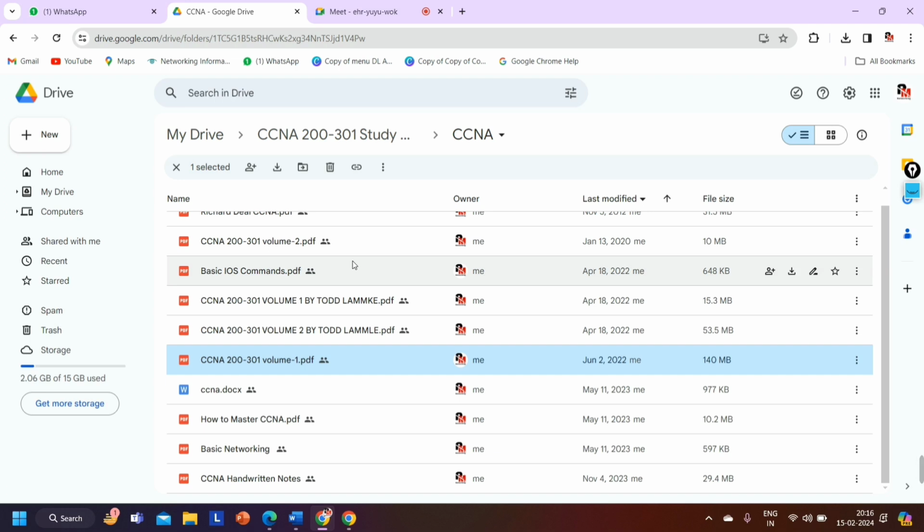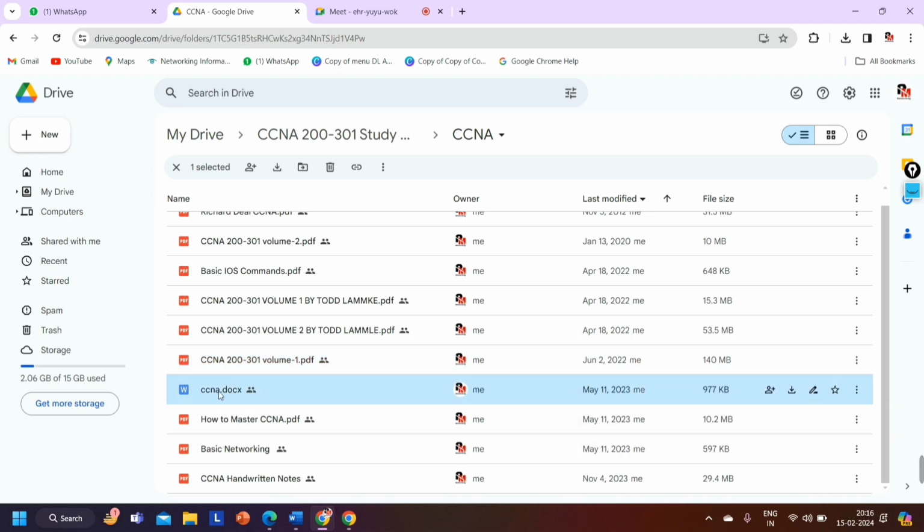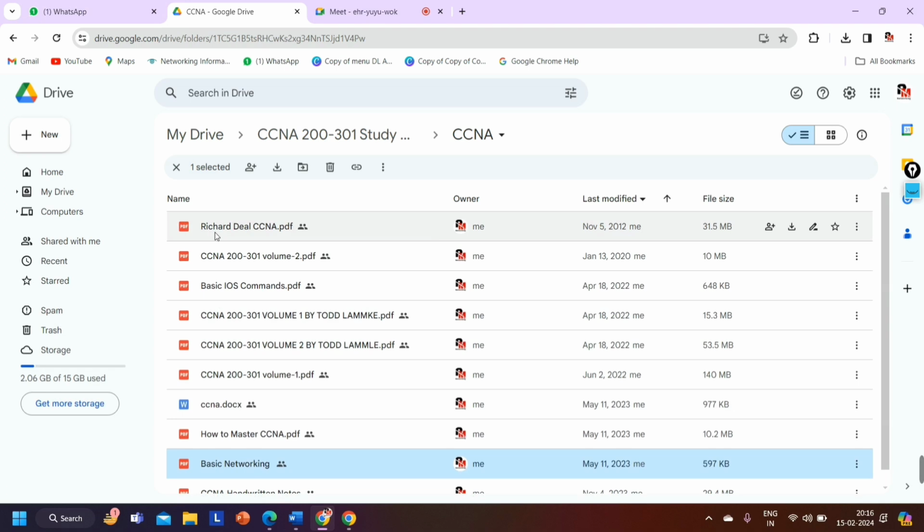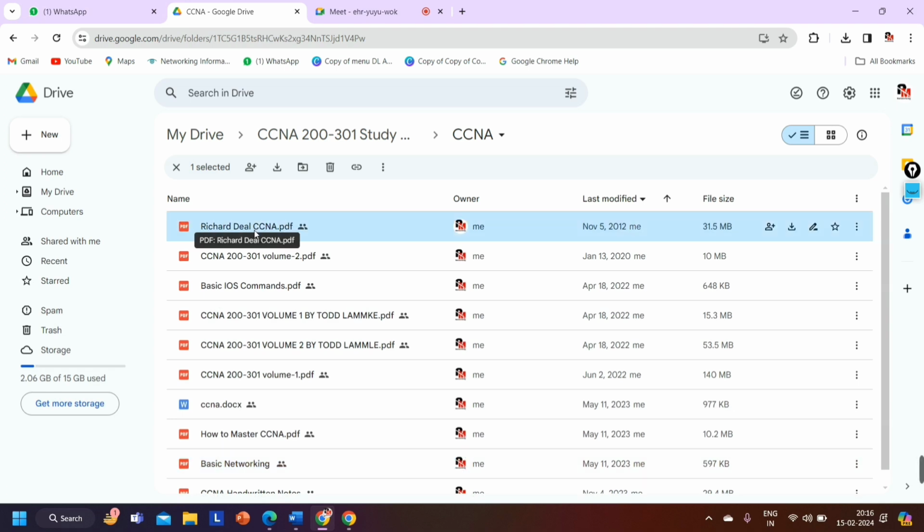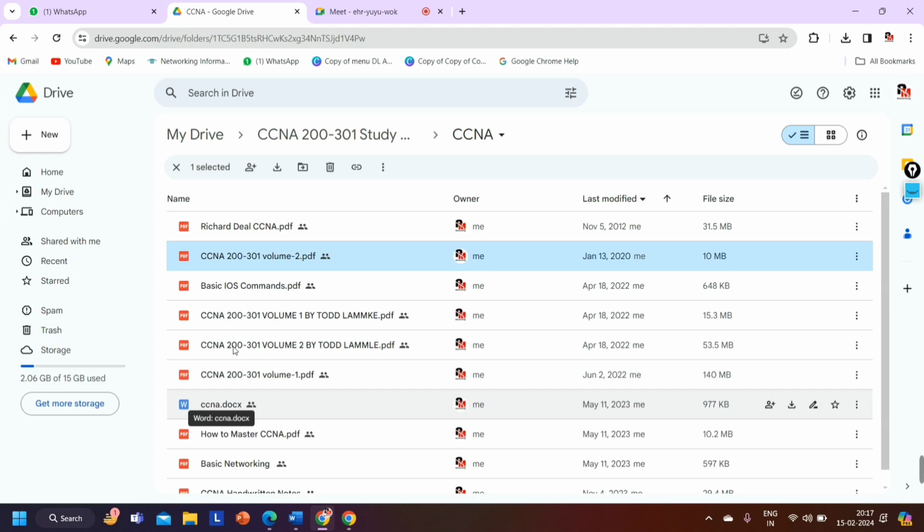So for the first 5 to 6 days you need to download the CCNA docs file and the basic networking notes. After that you can download this one as well, guys, Recharge Deal CCNA. This one is also a good book. Then volume 1 and volume 2.